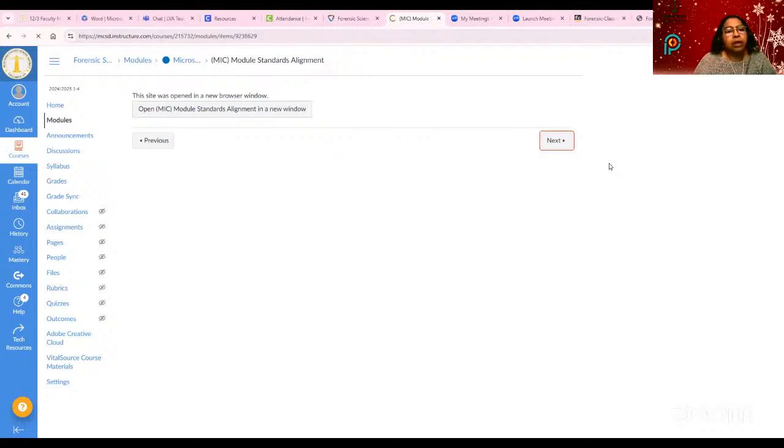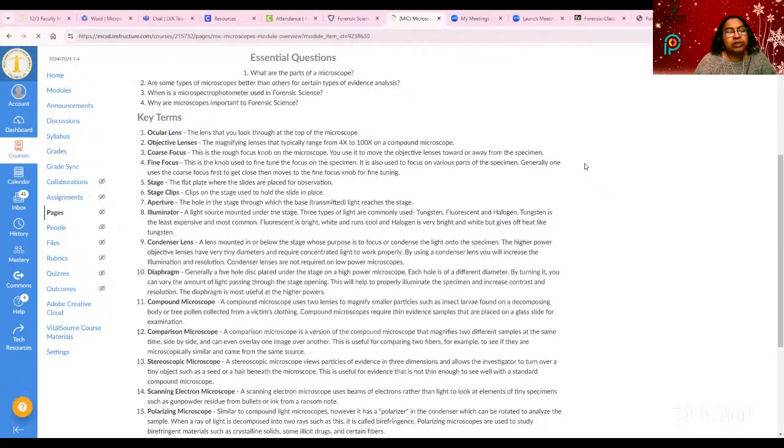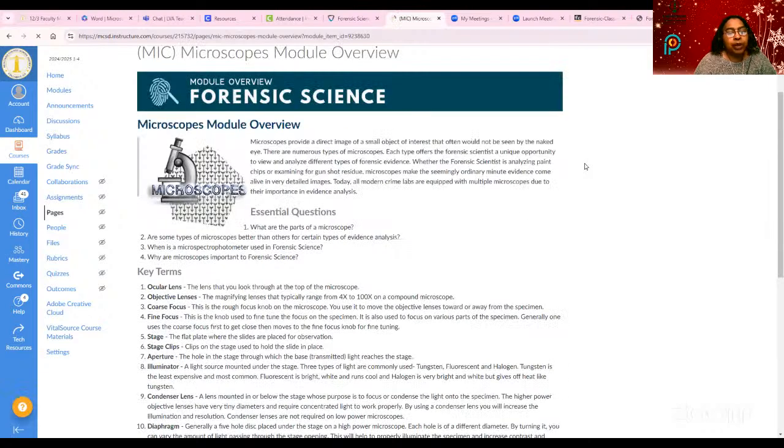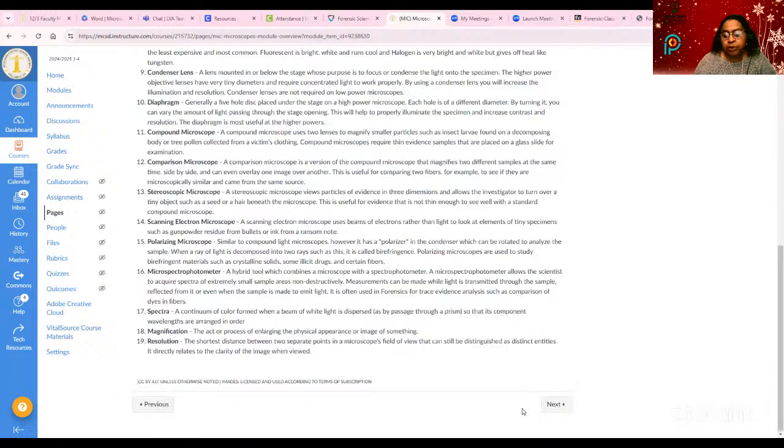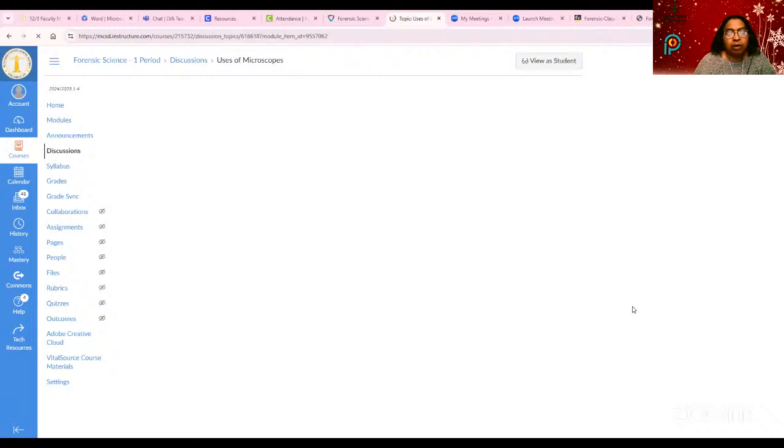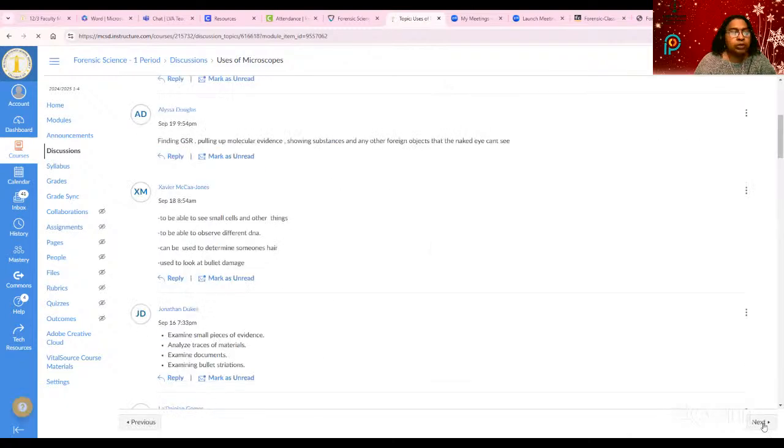All right, don't worry about microscopes so much. Just basically need to know why microscopes are important. So again, do not worry about being able to label a microscope. So we're going to skip that part too.